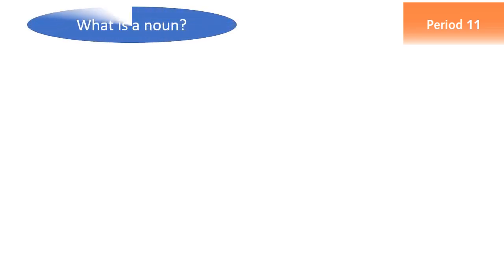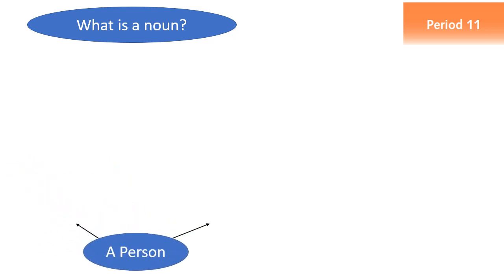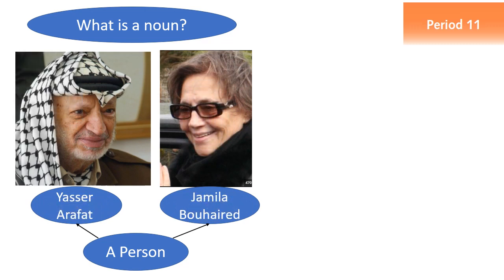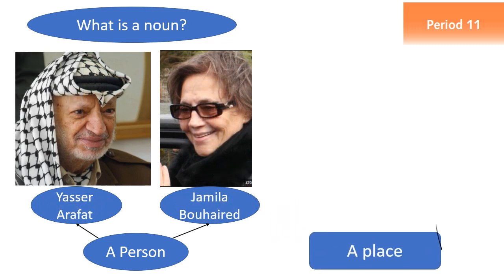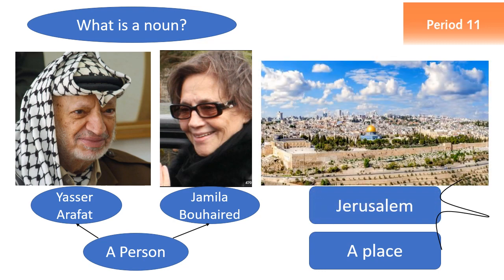Before doing so, the first step is to refresh our minds about what is a noun. What is a noun? We have already talked about this issue before in more than one class. But let's talk again. A noun is a word which can be a person, like Yasser Arafat, Jamila Buhreid. It could be a place like Jerusalem, Gaza, Palestine, Egypt, Cairo, Syria, Jordan, Lebanon.